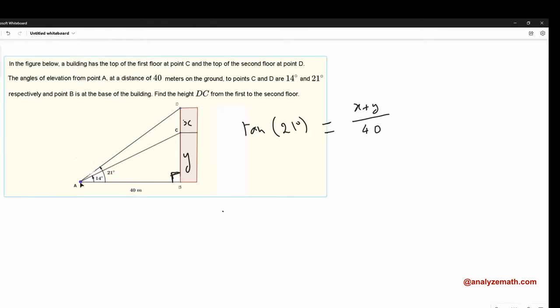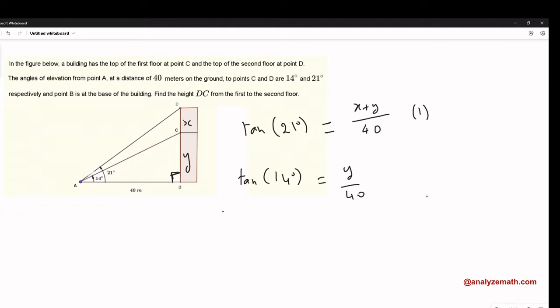Okay, now let's use the small right triangle ABC. In ABC, we use the small angle of elevation, the tangent of 14 degrees. In this triangle, the opposite side is Y, and the adjacent is the same 40. When we wrote the first equation, we had an equation with two unknowns, X and Y, and that's why we needed another equation in at least one of the variables, which we got here. So now it is possible to solve this problem. We have two equations, two unknowns.